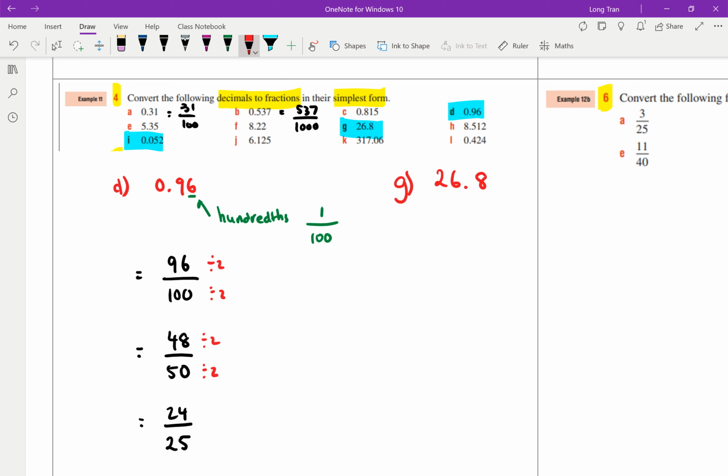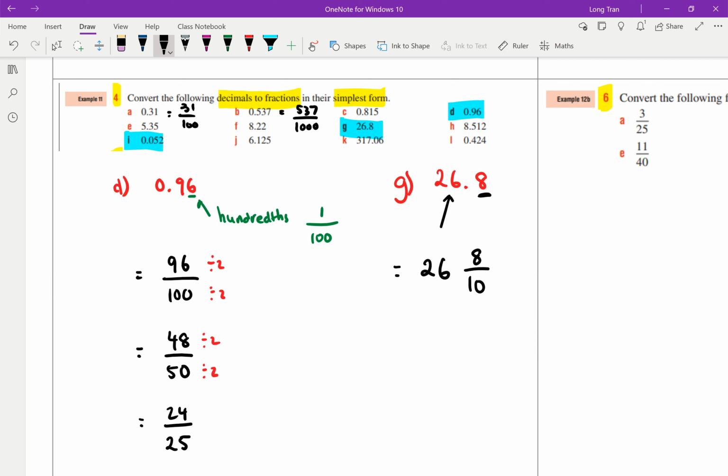Let's break this down. So writing it as a fraction, I've got 26. Pretty straightforward. I know how to write 26. That's 26. Right? But what's the 0.8? What's the 8? What place value is this? Tenths. So I would say I have 8 tenths. So here we go. 8 tenths. So I have 26 and 8 tenths.